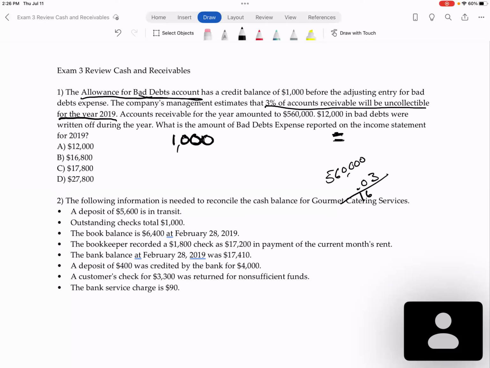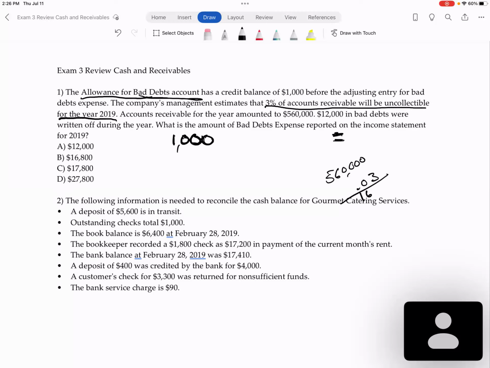So we have our beginning balance here, and then we're going to subtract any bad debts written off. The logic behind that is when we write off bad debts, we reduce our accounts receivable. So you credit accounts receivable, and then you debit the allowance account. So you're reducing the allowance account. The allowance account has a normal credit balance. Actually, it says it here, right? Has a credit balance. So when you write off bad debts, you reduce accounts receivable and reduce the allowance account.